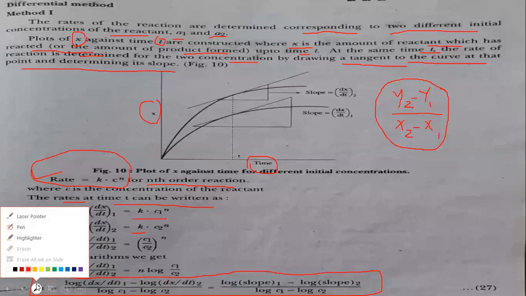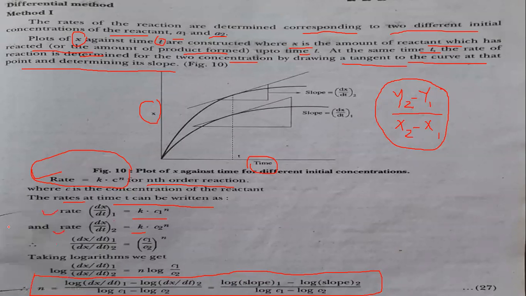Hello friends, hello students. Now we are going to see the fourth method by which we can find out the order of reaction, that is the differential method. In the differential method there are two sub-methods by which we can find out the order of reaction. We will see that it is not much complicated.